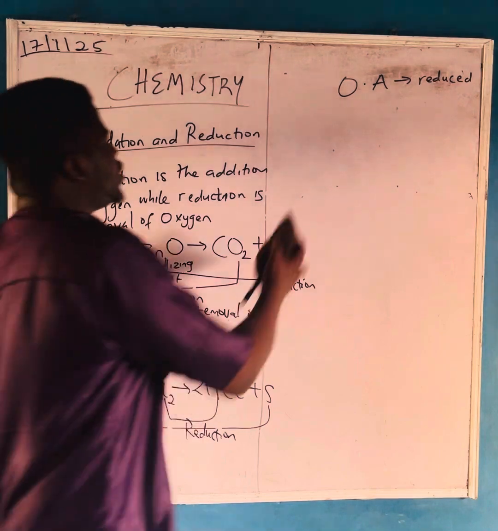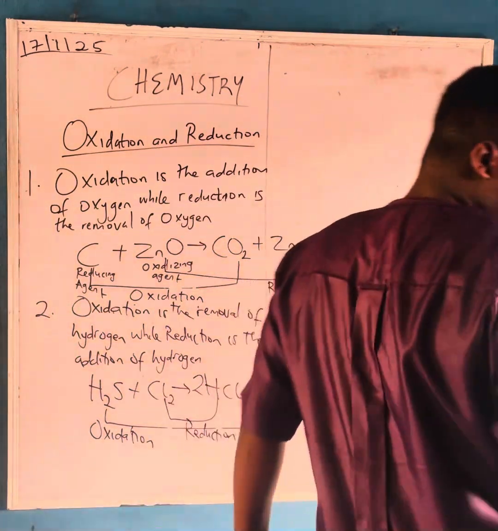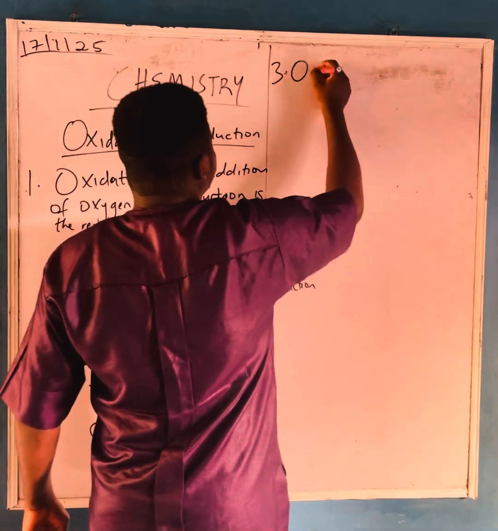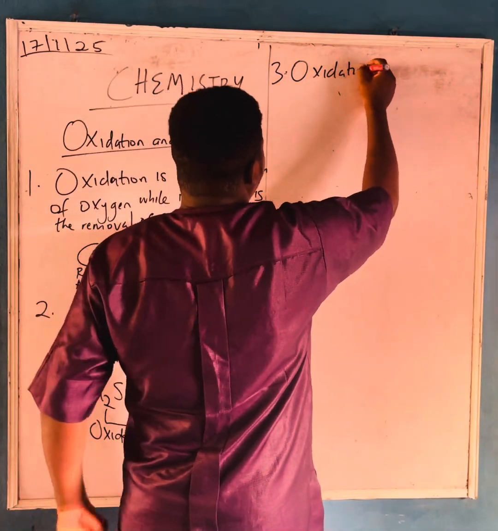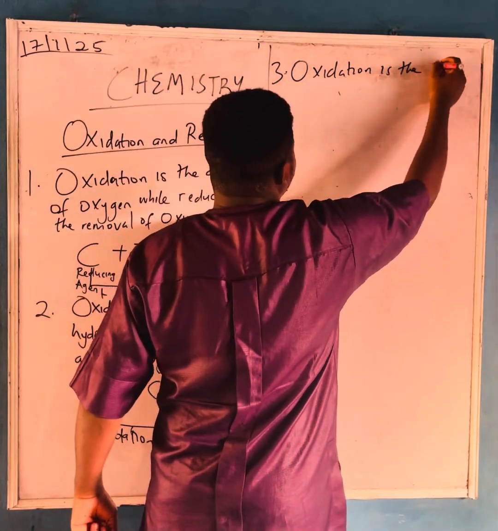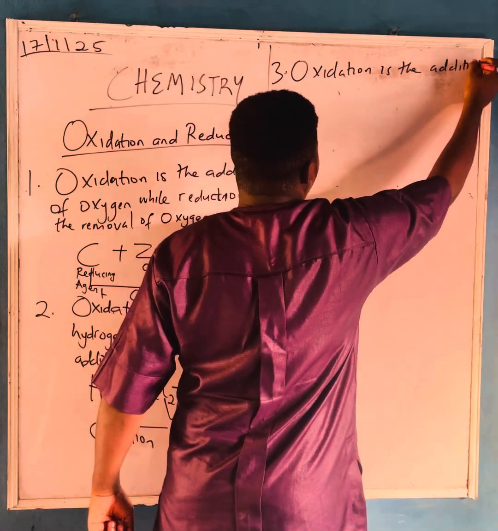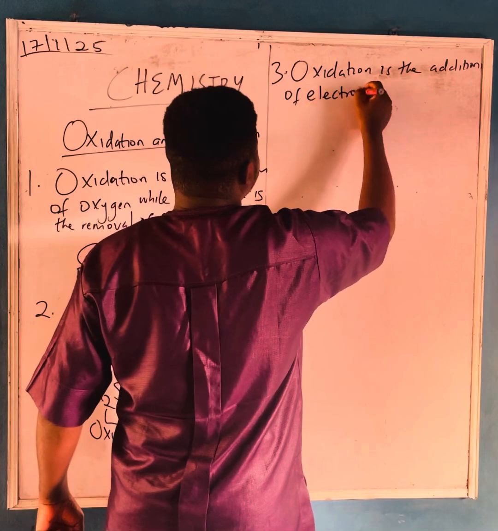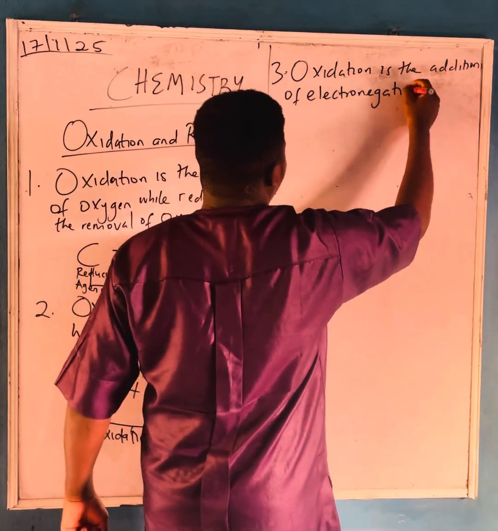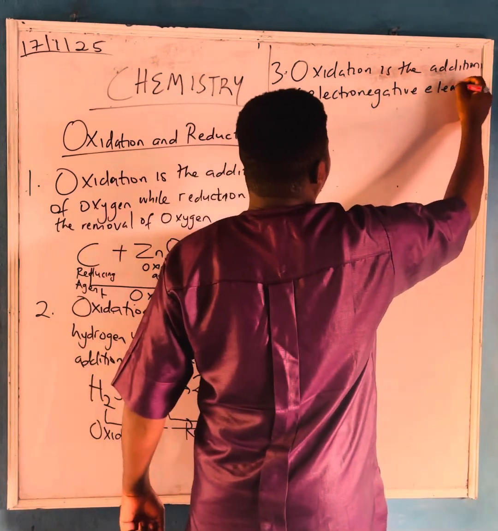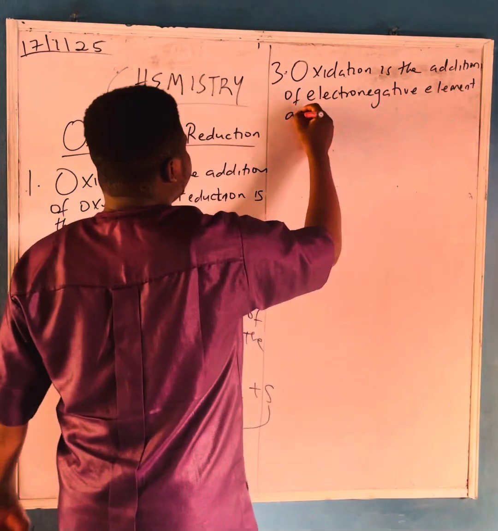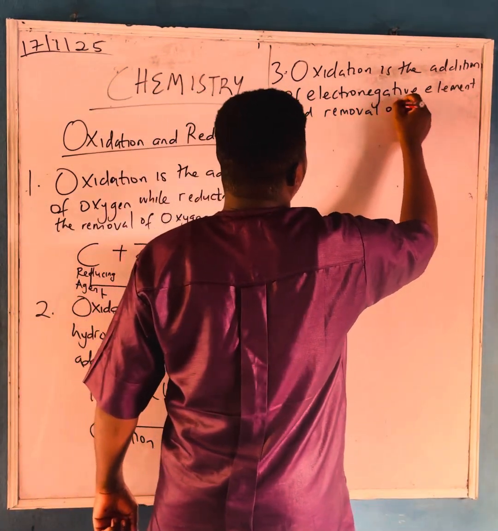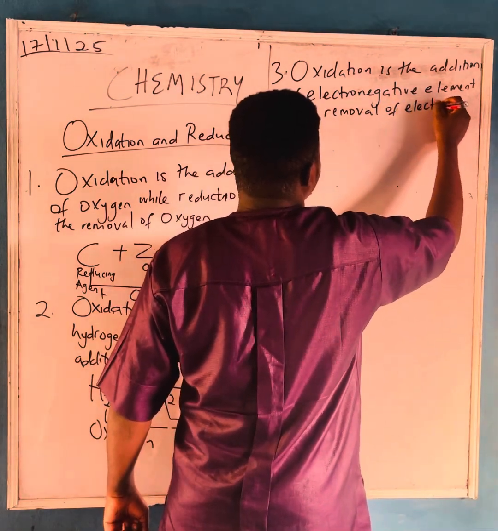So let me quickly give the third definition. Oxidation is the addition of electronegative elements and removal of electropositive elements.